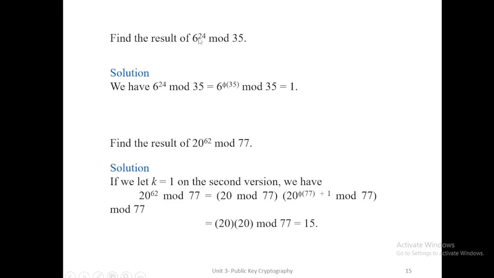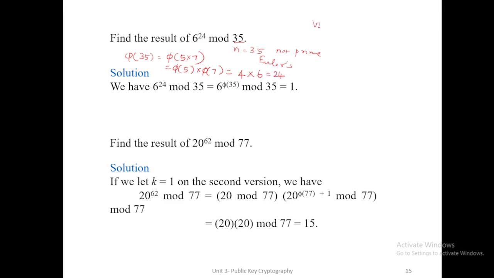Find the result of 6 power 24 mod 35. So here it is a generalized form. Now n is equal to 35. It is not prime, so we should apply Euler's theorem. First we should calculate phi of 35. So phi of 35 means phi of 5 into 7. That can be rewritten as phi of 5 into phi of 7. The answer for phi of 5 is 4. The answer for phi of 7 is 6. So 6 into 4, 24.